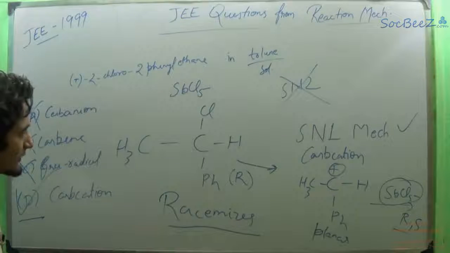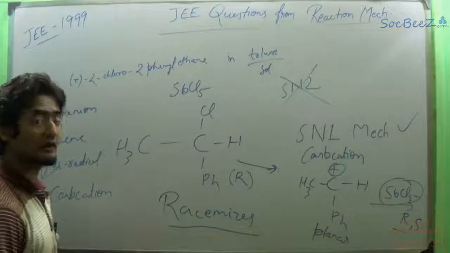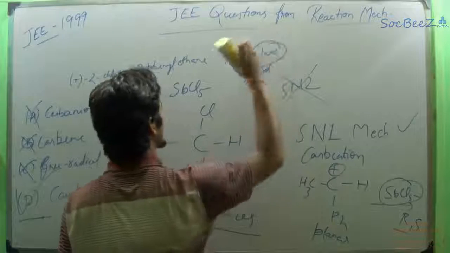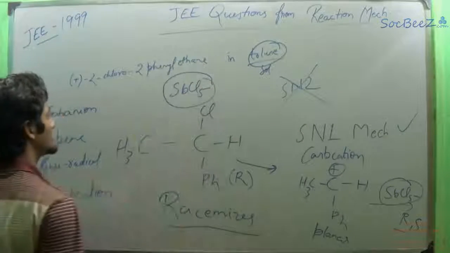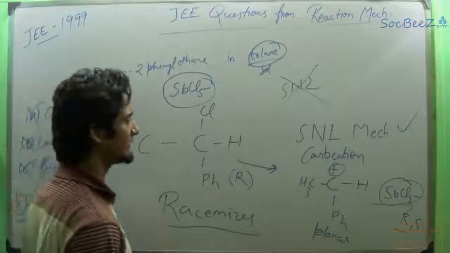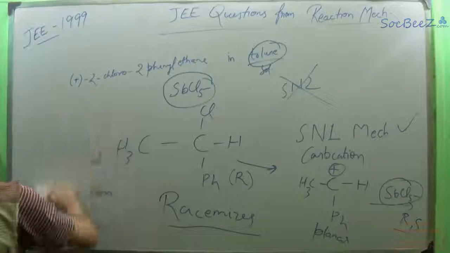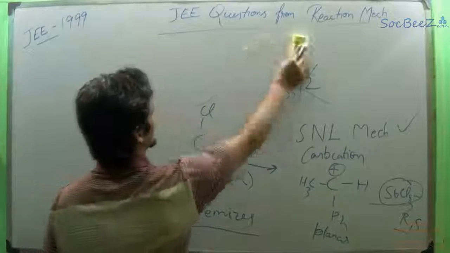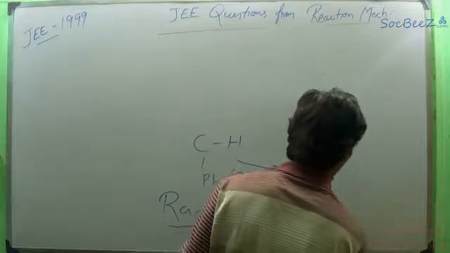It is a very straightforward question. The only thing you have to do in this question is don't get confused by seeing such terms. Toluene is a solvent, SbCl5 is for racemization. Don't get confused by seeing these terms. It's a very straightforward question. It's just to test the patience of the students.